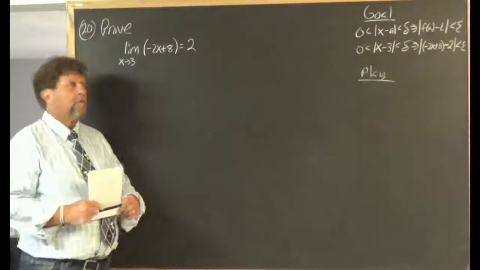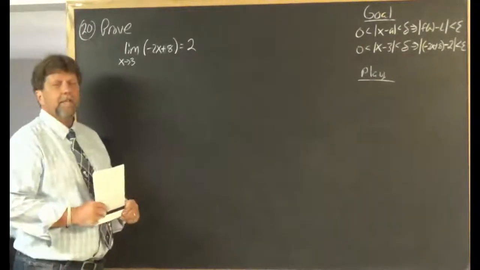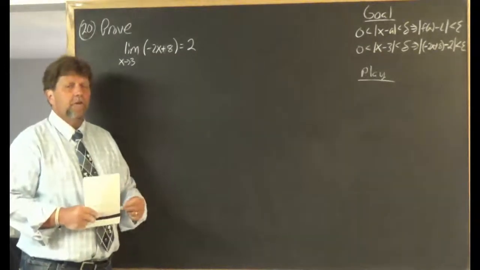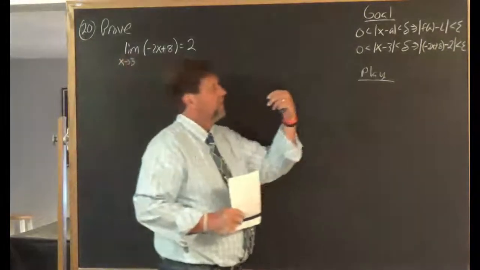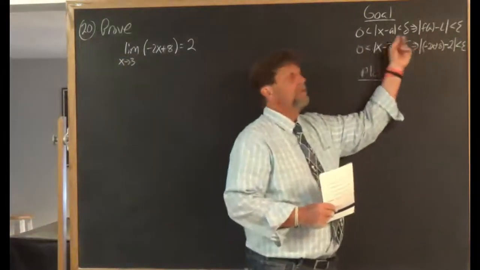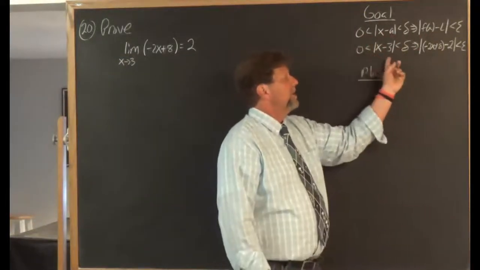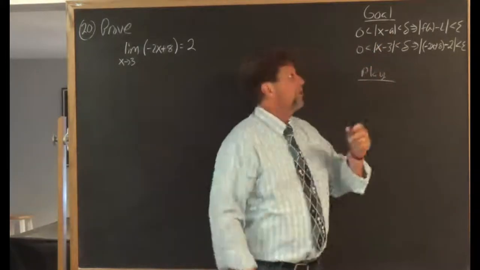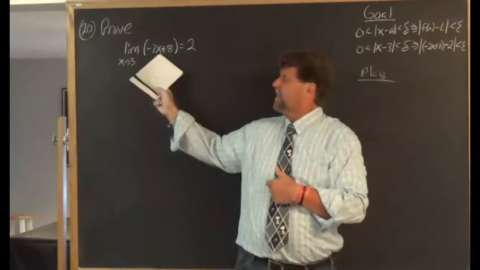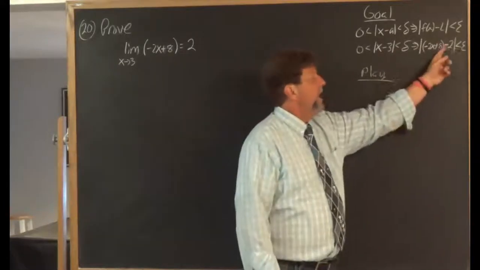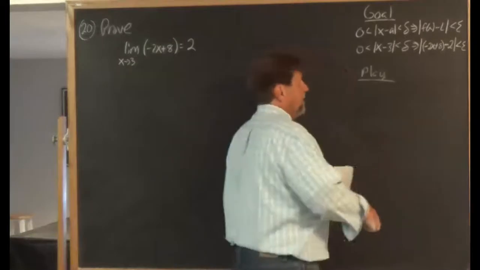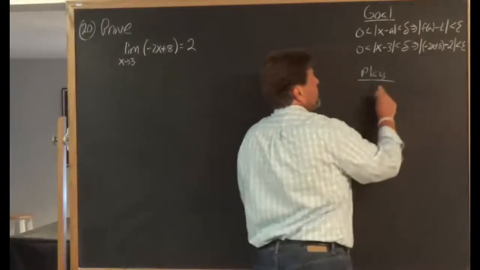All right, folks, in number 20, you were asked to prove the limit as x approaches 3 of negative 2x plus 8 equals 2. So that's my general goal statement for this problem. This is the specific goal. a was 3. f of x is negative 2x plus 8. The limit L is 2. So now it's time to play around.